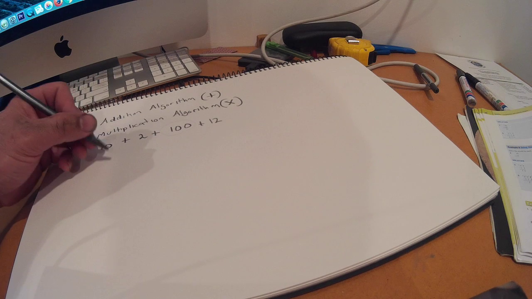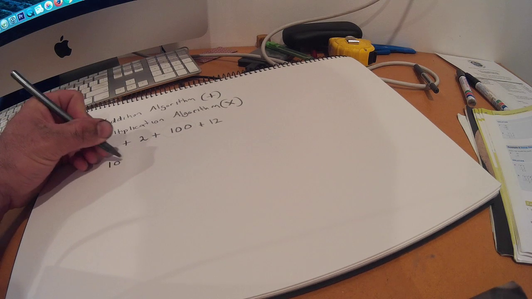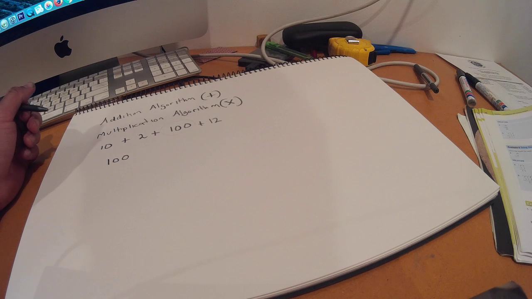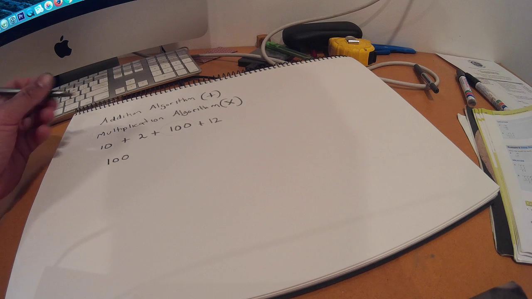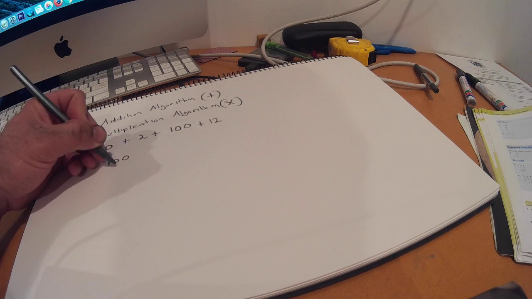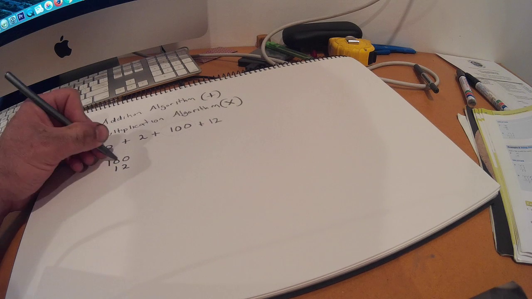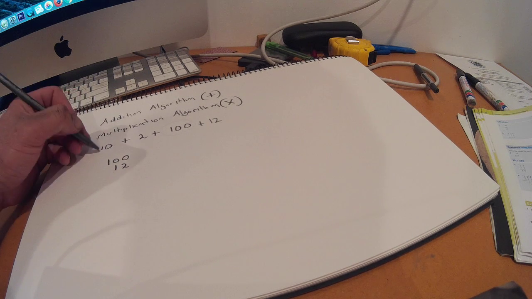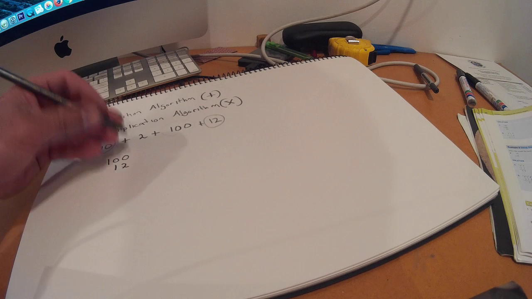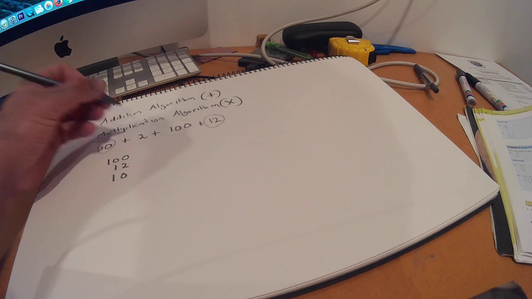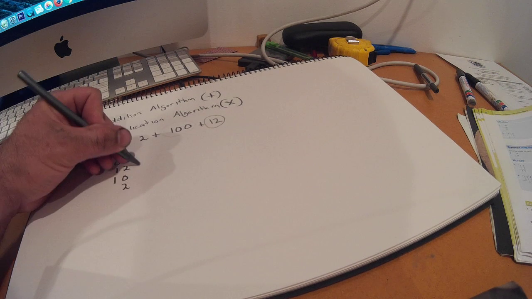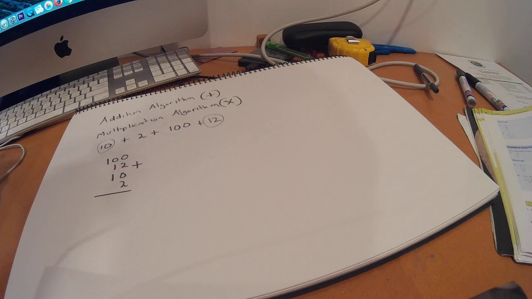And you need to stack these numbers so that place values all line up. Okay, so that's 100. The next biggest number is 12. So you make sure that the units line up with the units and the tens line up with the tens. Then we add the 10. And then finally, we add our little 2 here. So that is how you do the addition algorithm.